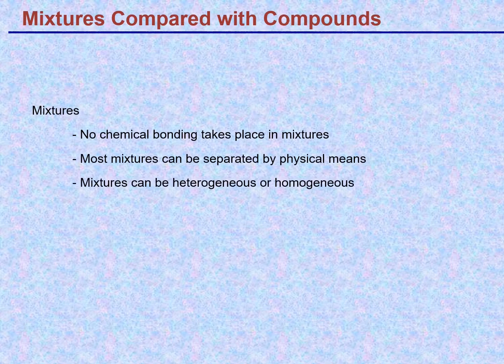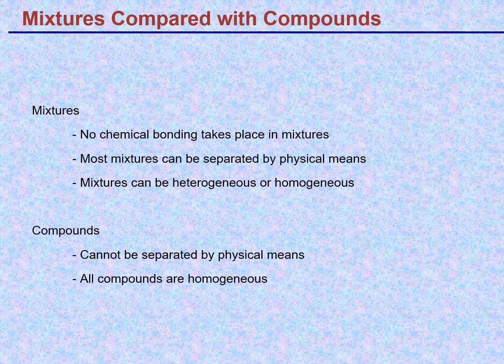Okay, mixtures, no chemical bonding, I already told you that. Most mixtures can therefore be separated using physical means, as opposed to chemical methods, to separate out the constituents that make up a mixture. They can be separated physically. They could be heterogeneous or homogeneous, well mixed up, or poorly mixed.